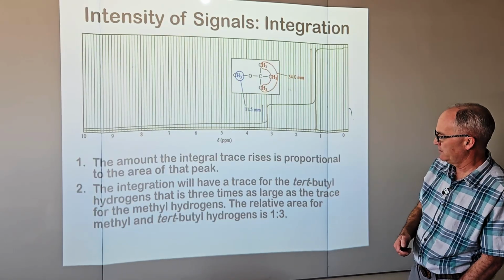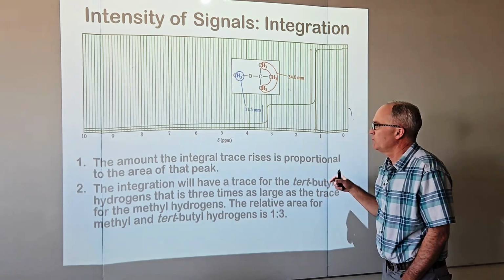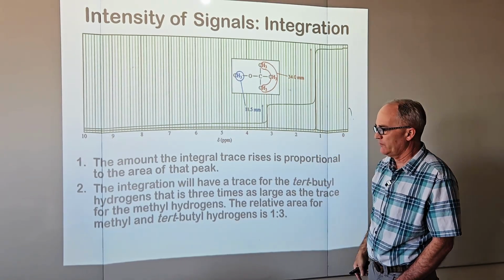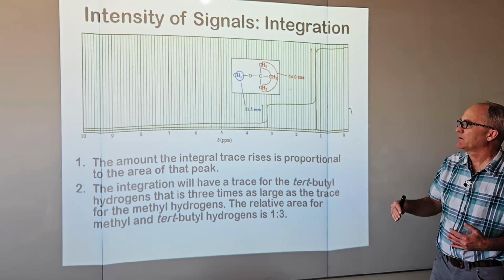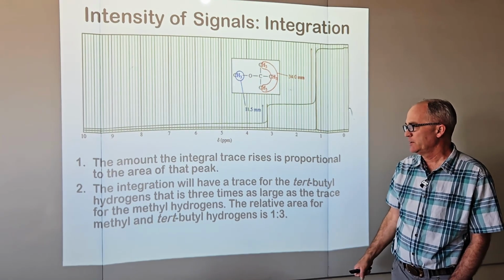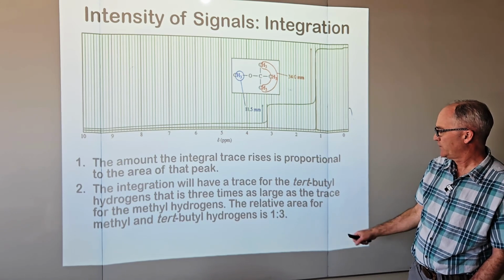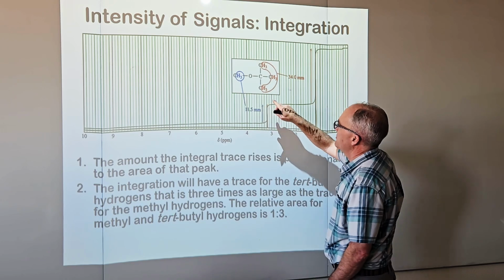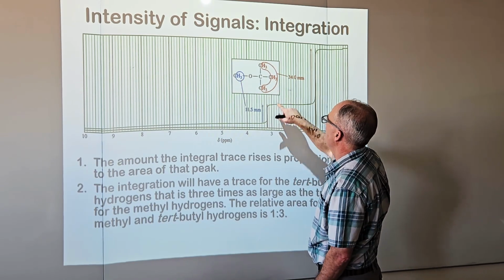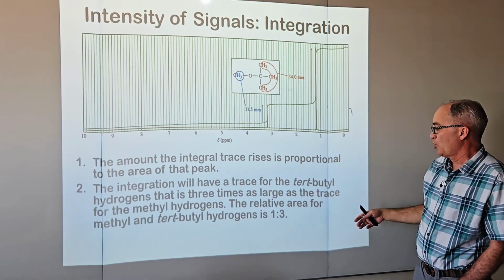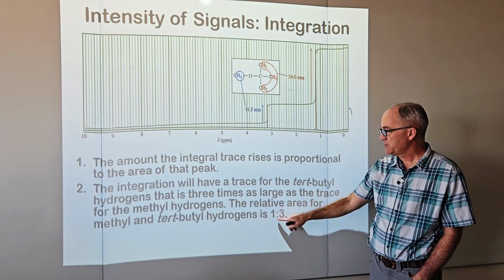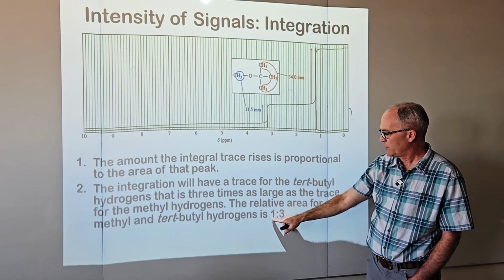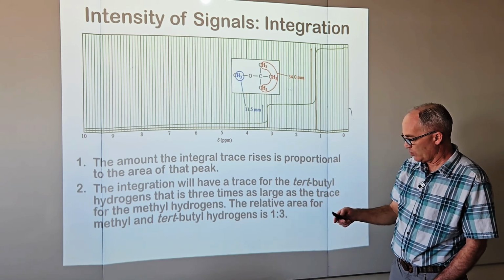All right, slide. So these little traces are when the machine integrates, finds the area under the curve. We can call that intensity, how big a peak. So we call that integration. Integration will have a trace for the tert-butyl hydrogens that is 3 times this one. So the machine doesn't say 3 to 9, it'll just give us this 1 to 3 ratio. And it's up to us to figure out, well, if this is a methyl group and I got 3 protons there, I probably got 9 over there.